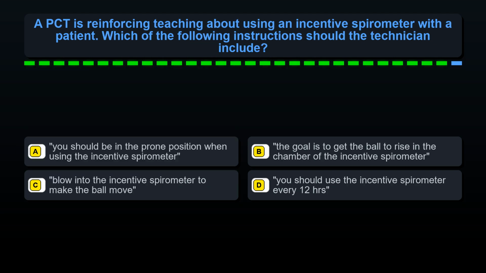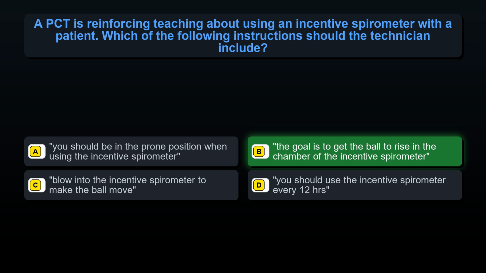Question 65. A PCT is reinforcing teaching about using an incentive spirometer with a patient. Which of the following instructions should the technician include? Option A, you should be in the prone position when using the incentive spirometer. Option B, the goal is to get the ball to rise in the chamber of the incentive spirometer. Option C, blow into the incentive spirometer to make the ball move. Option D, you should use the incentive spirometer every 12 hours.